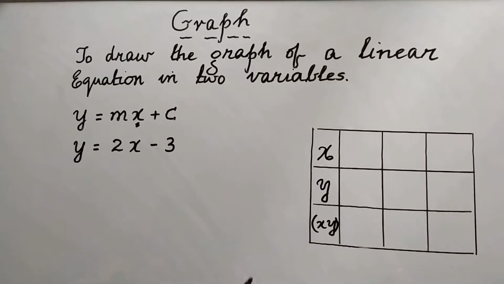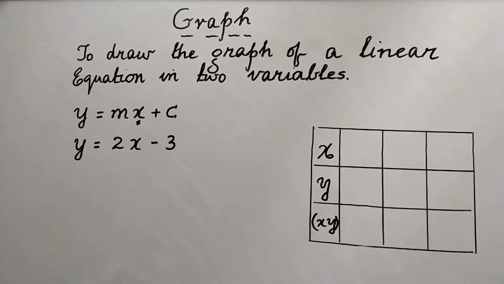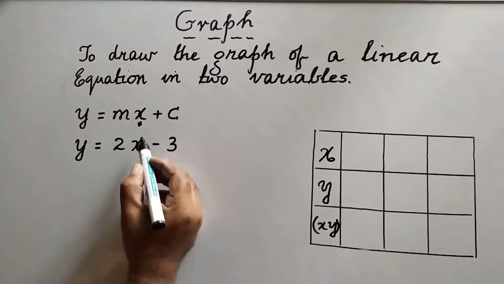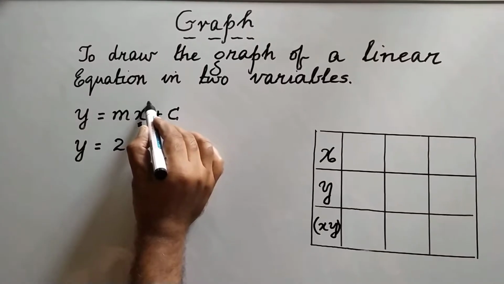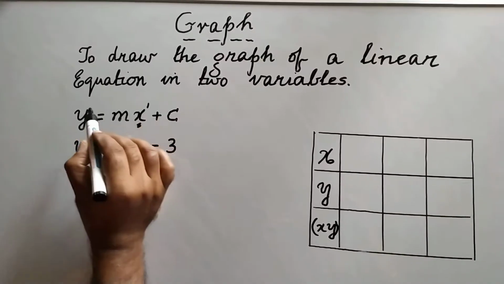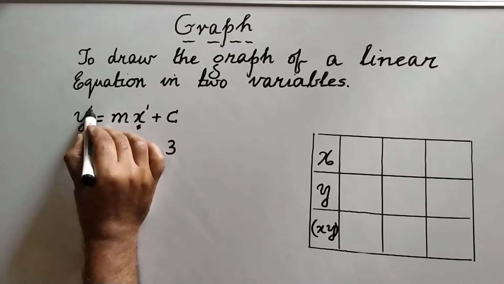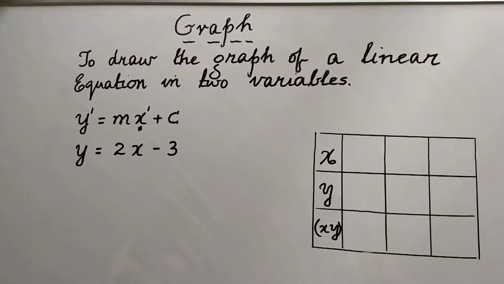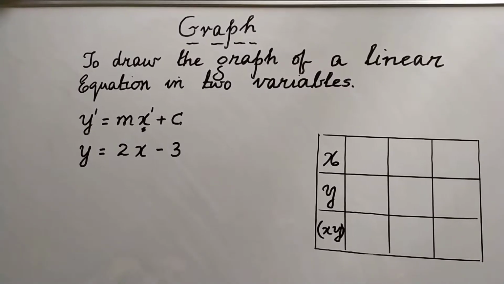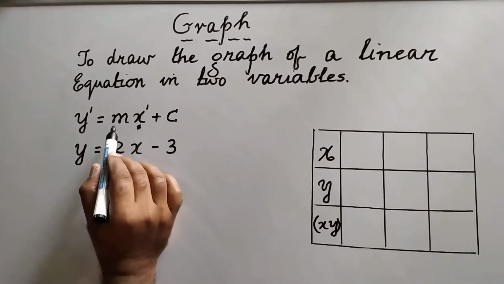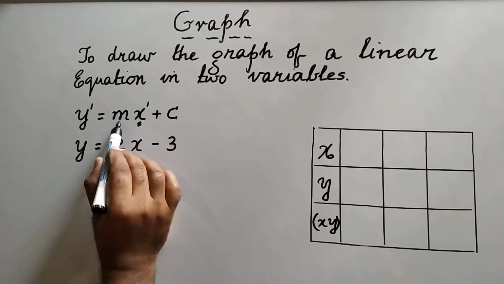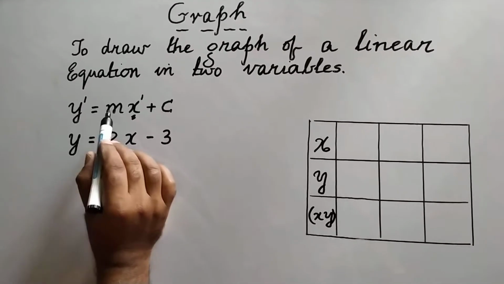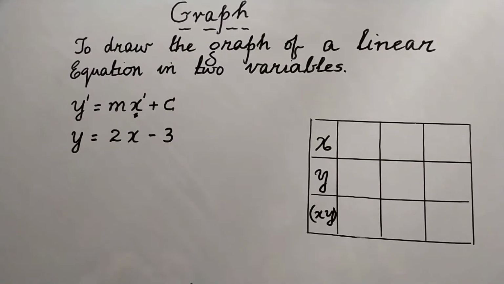This equation is called a linear equation. It is called a linear equation because the variables involved in the equation, x and y, have degree 1. m is called the slope. Details of the slope you will learn in your higher classes.